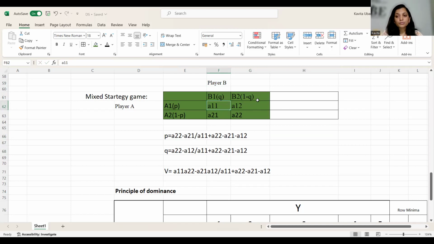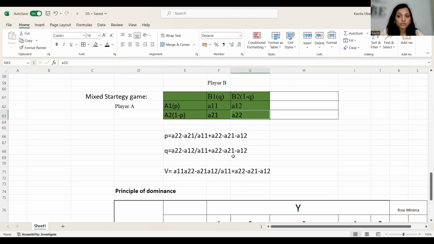So these are the fixed probabilities, and the payoffs are given here: A11, A12, A21, A22. These are the payoffs given. So on the basis of this 2 by 2 matrix, formulas are defined. P is equal to A22 minus A21 divided by A11 plus A22 minus A21 minus A12.